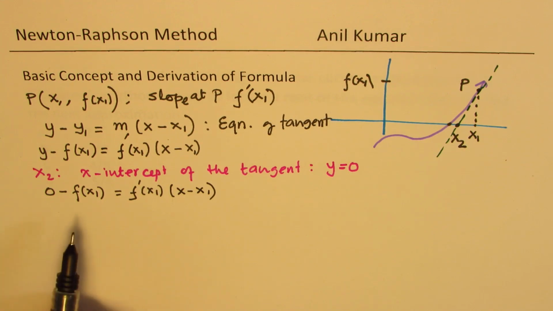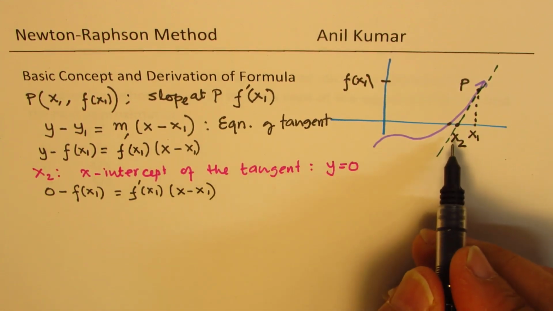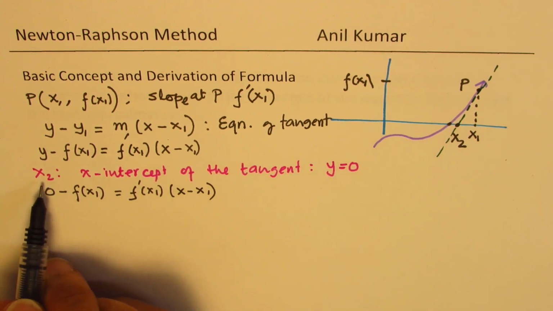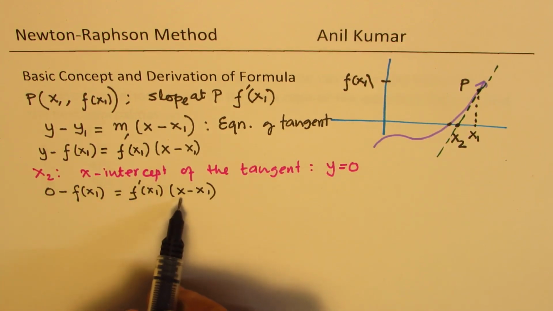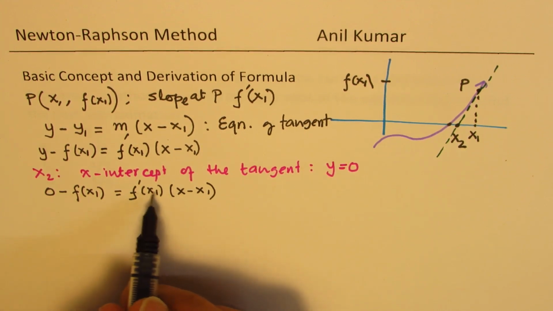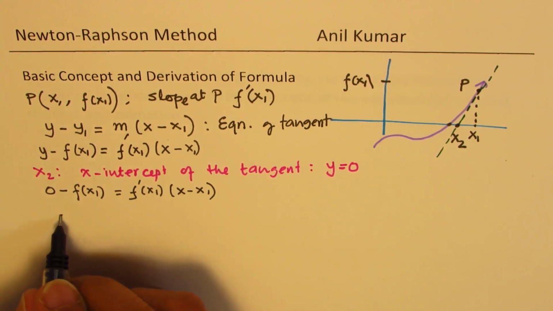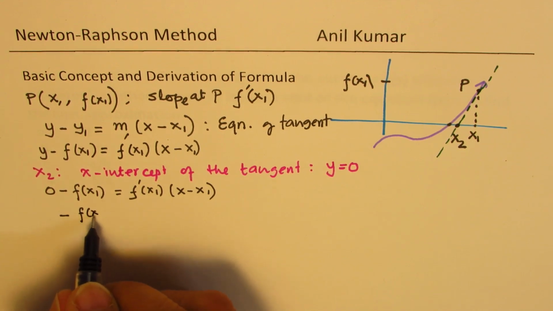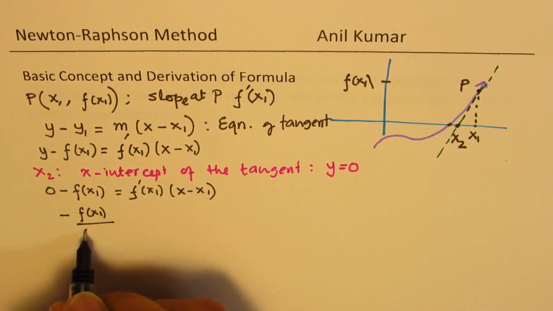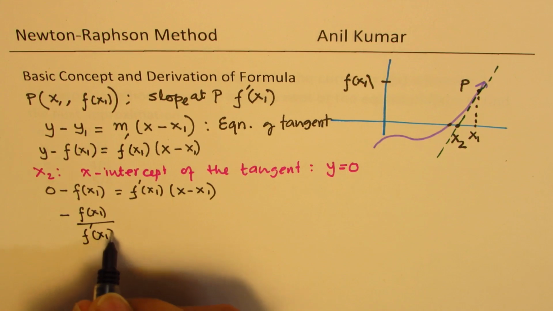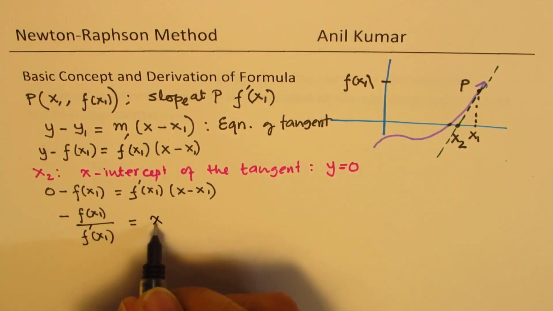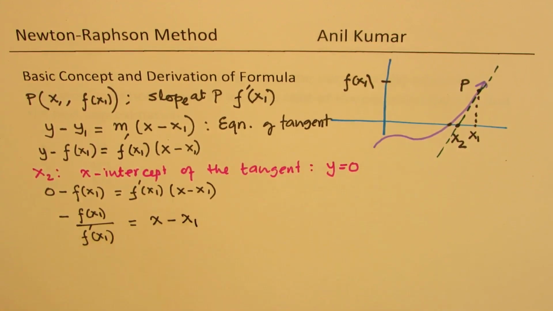Perfect. Now this point gives us x2, right? So the x-intercept is x2. So this value of x, which we can isolate, will be x2. So okay, we can divide by the derivative. So we get negative f of x1 divided by the derivative at x1, and that is equal to x minus x1. So we can isolate x from here.